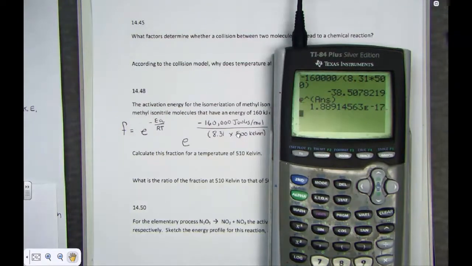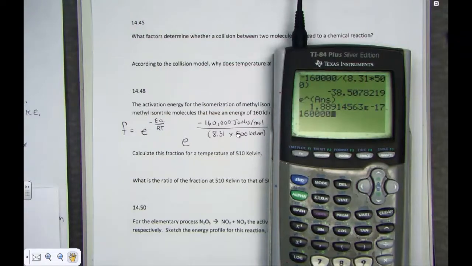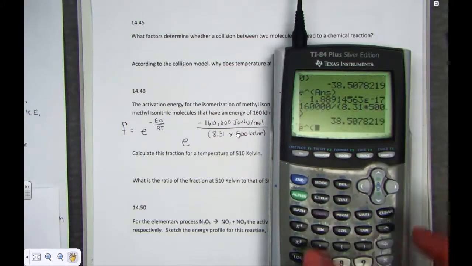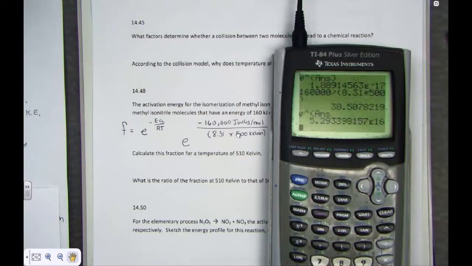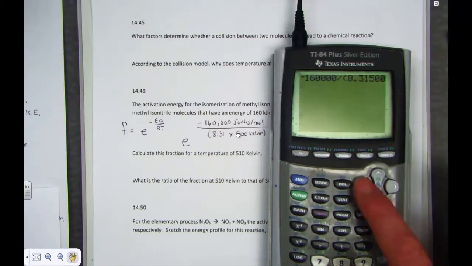I'll hit it twice just to be sure I've done it correctly. 160,000 is my joules of energy divided by R times T, and I get second function natural log of that answer. Oh, I didn't hit that right. Negative 160,000 divided by R times T.